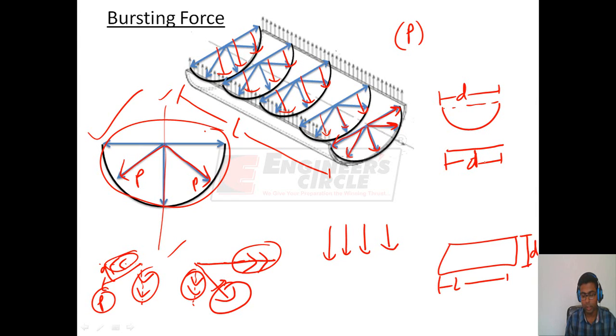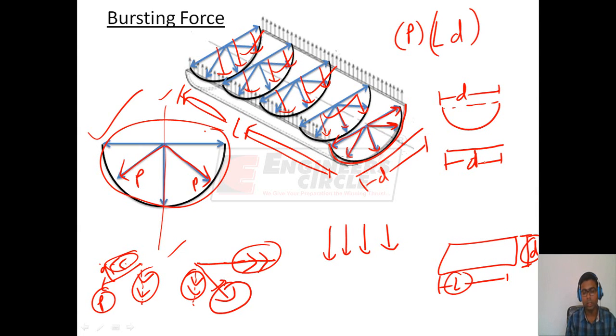So on one cross section, if we consider this section, on one cross section we are getting D, and if we project for every cross section, for this, for this, for this, for this, so we have to project along the length L. So the complete area of projection that we are going to get will be L into D. So the force due to pressure will be pressure into area, which is pressure P into L into D. So this is the bursting force.